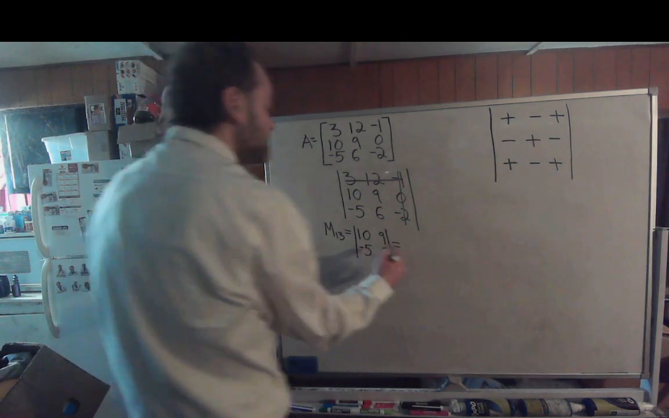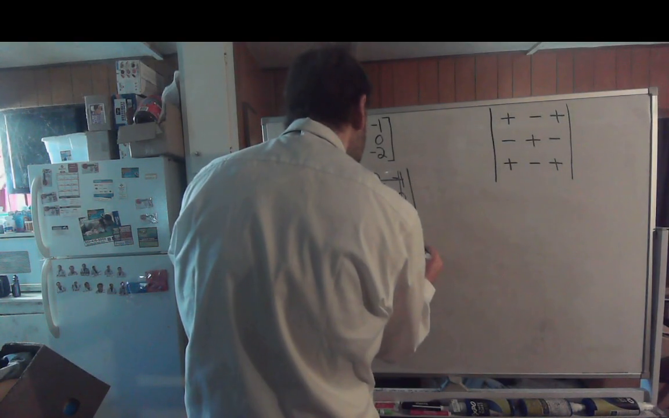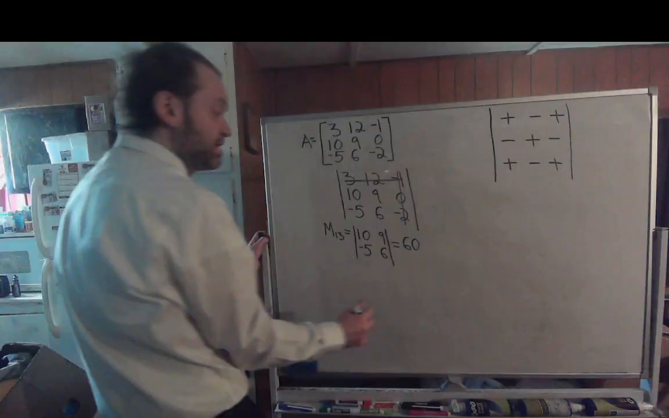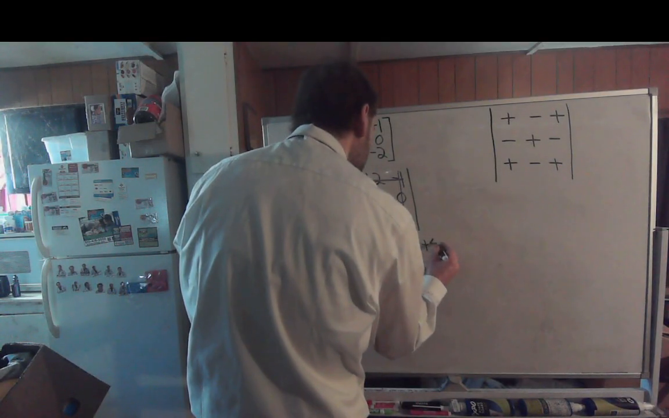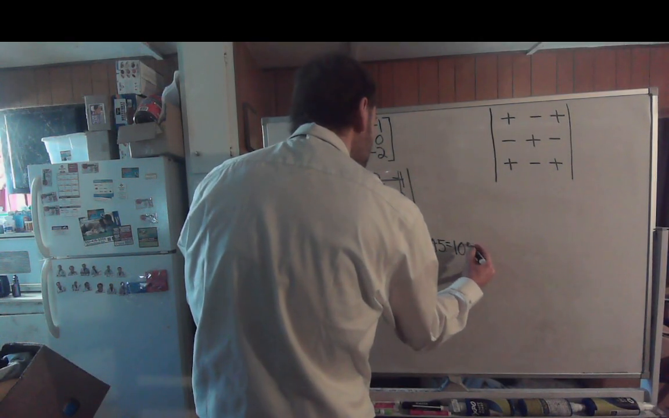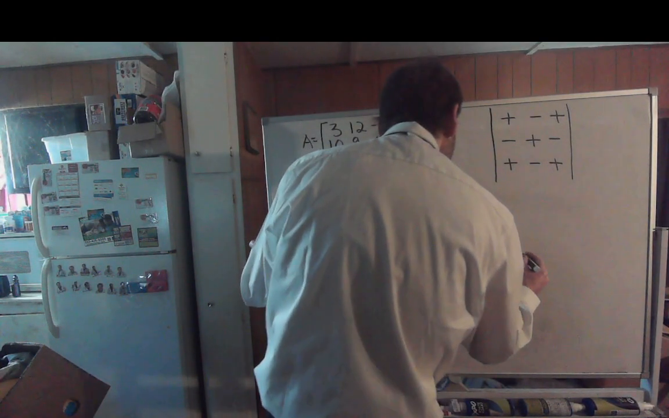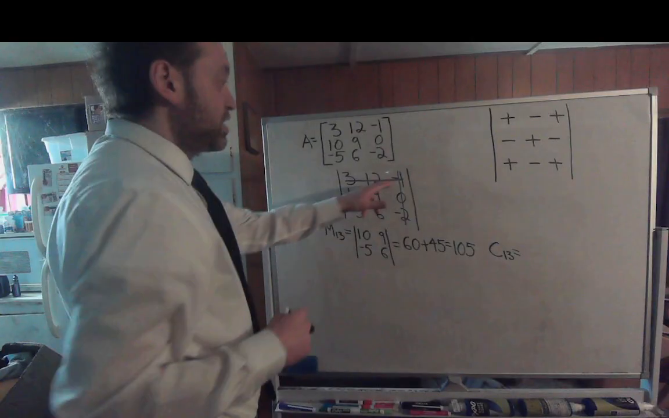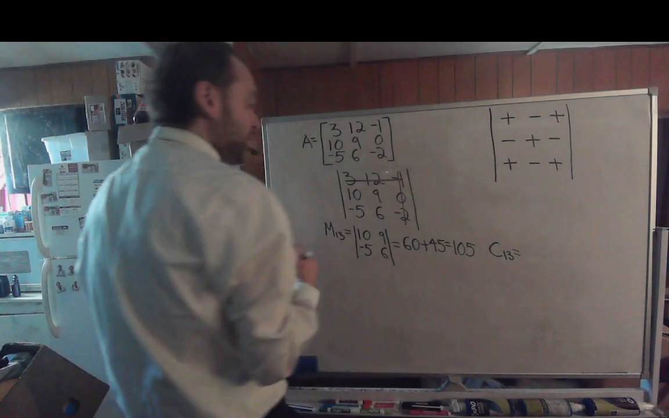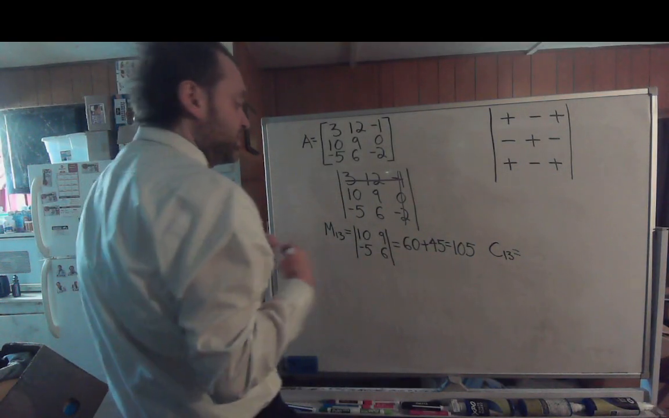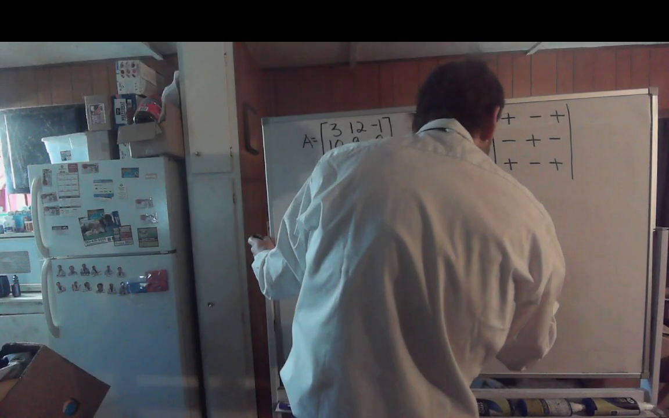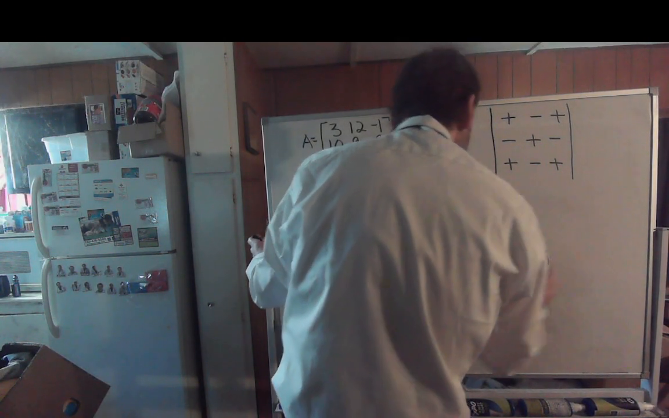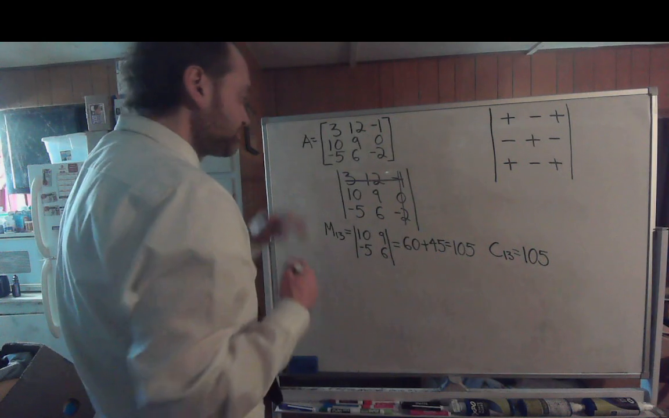So 10 times 6, that's 60. Minus 9 times -5, that'd be plus 45, which would give you the minor of 105. Now we can go ahead and find cofactor 1, 3. According to where that coefficient of -1 is, it should be positive whatever the result of my minor is. So positive 105 is still positive 105. So that's my first cofactor.